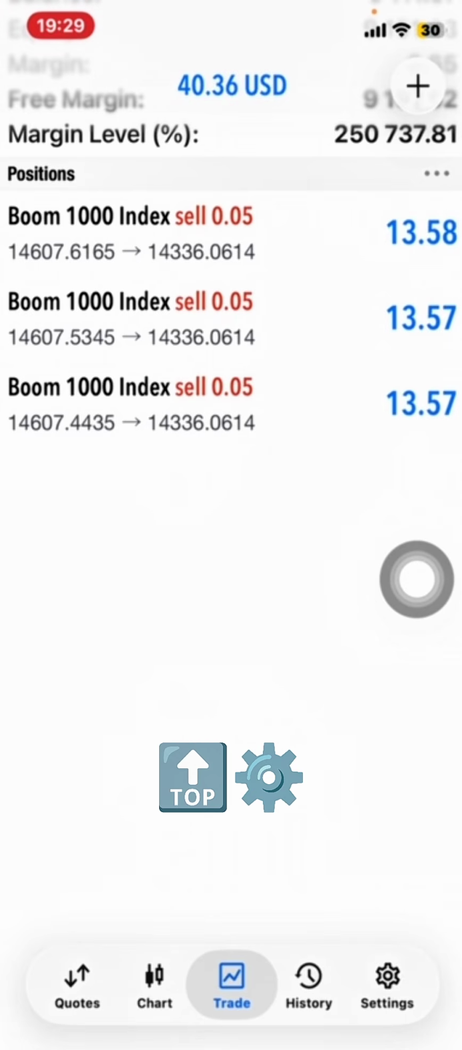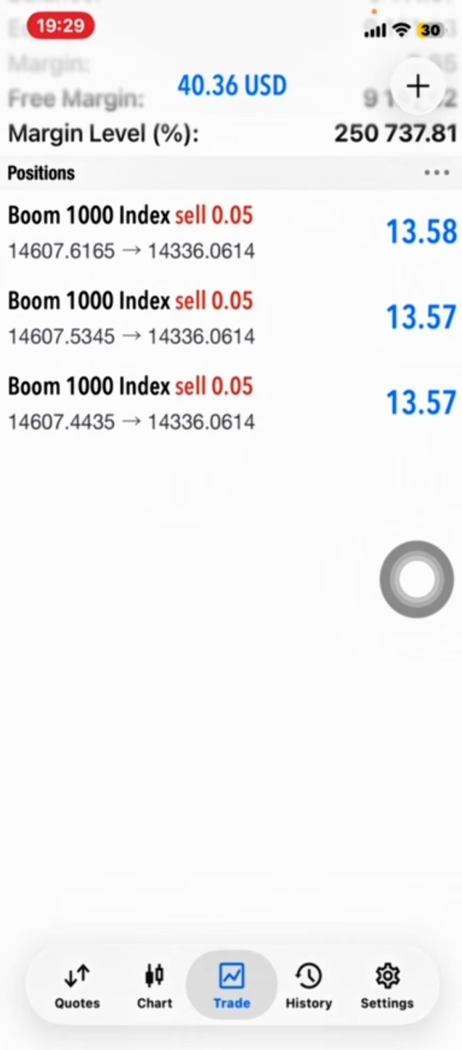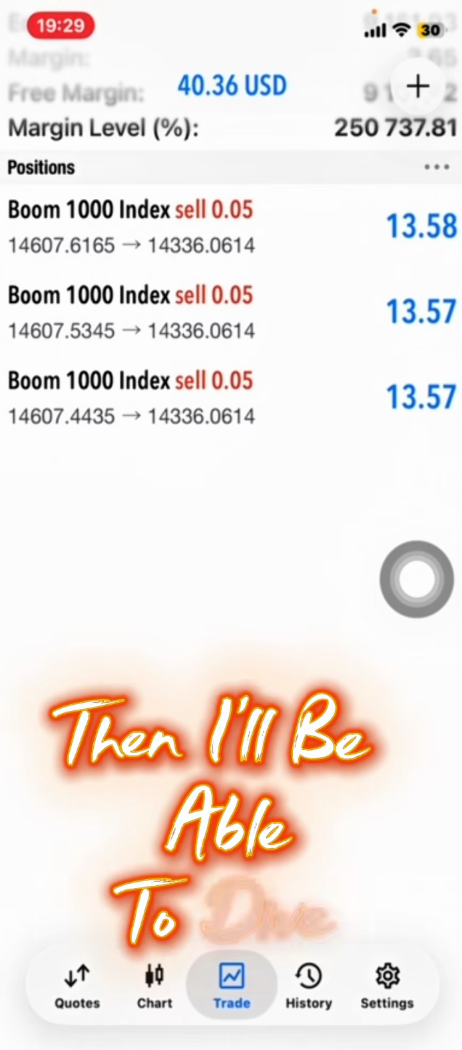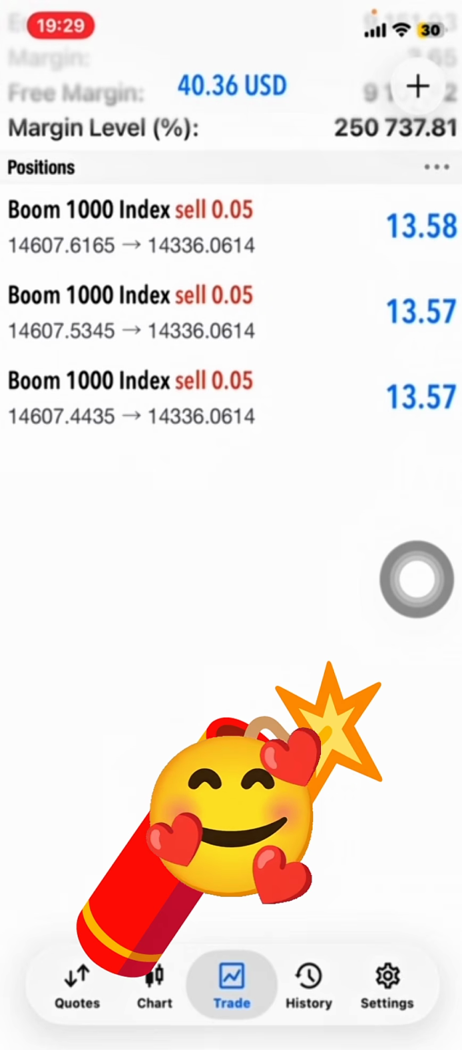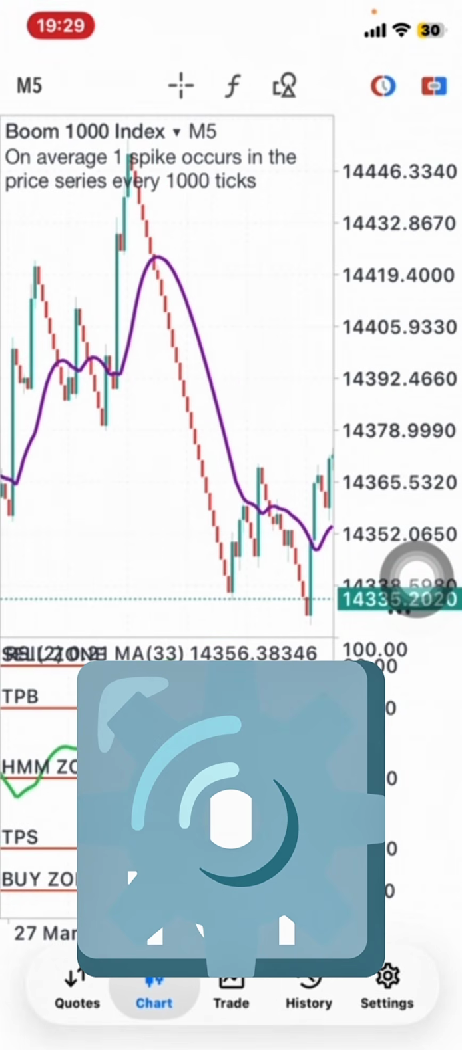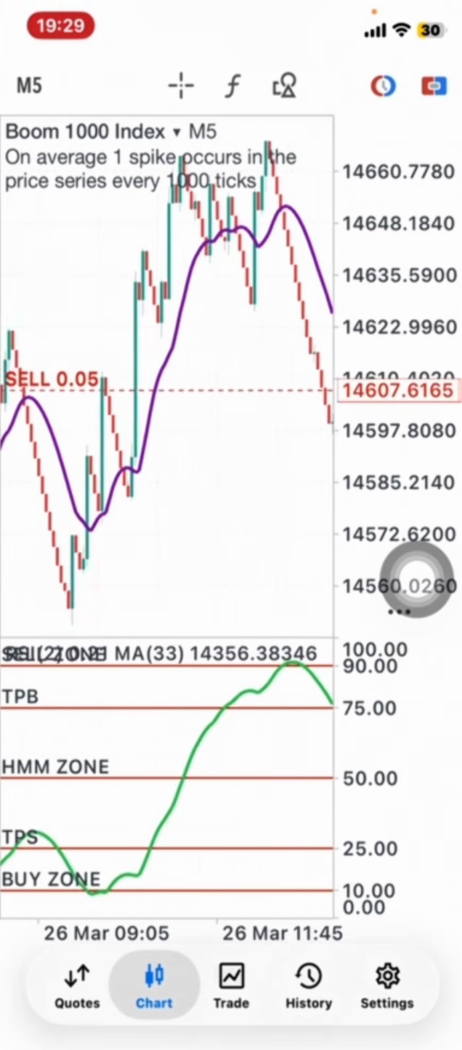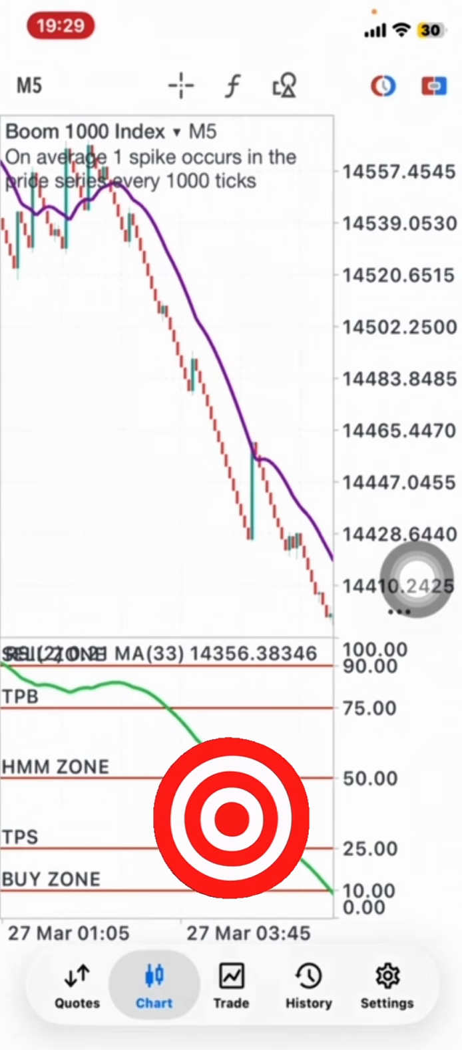So let me first of all give you the settings. After I give you the settings, then I'll be able to dive in and tell you everything you need to have. This is Boom and Crash Club 1. Now, let me first of all give you the settings, then I'll give you the conditions of the strategy.